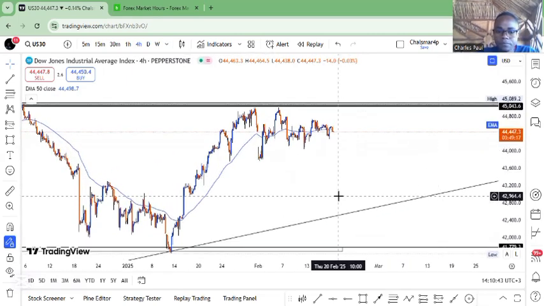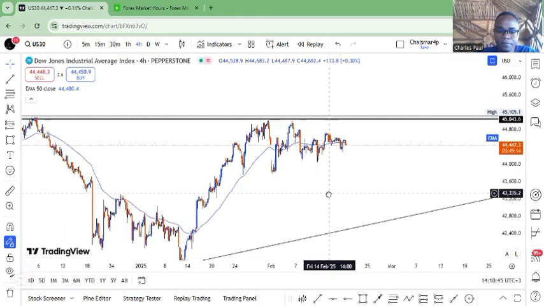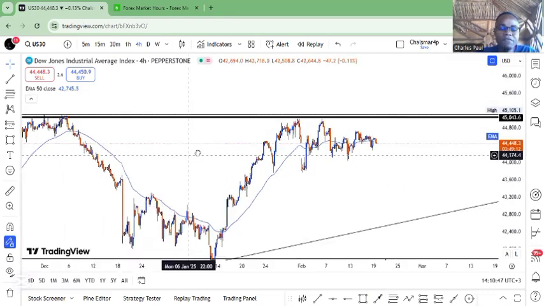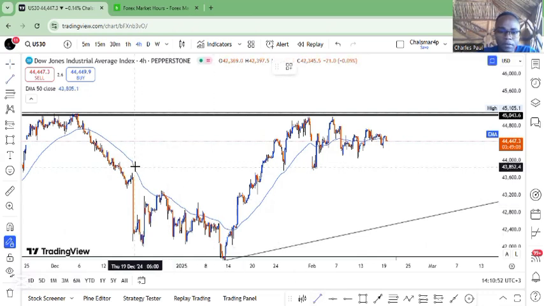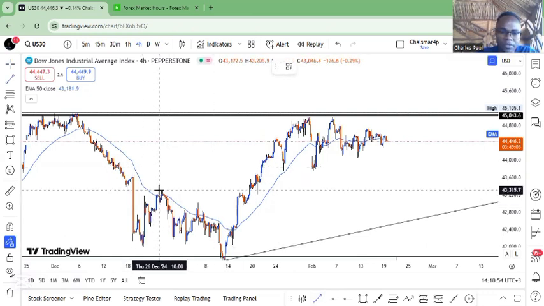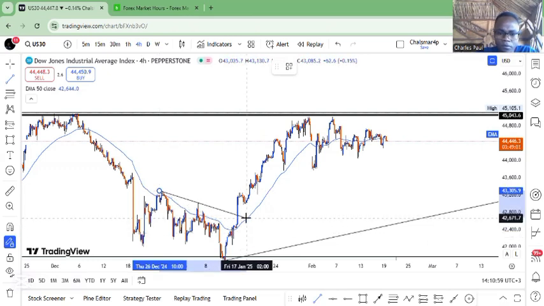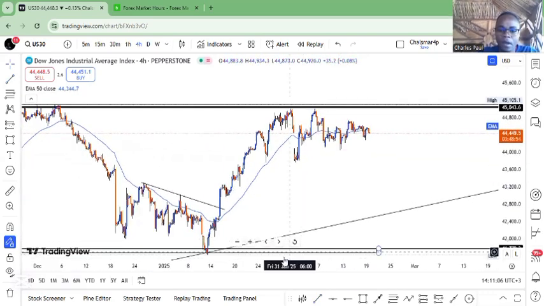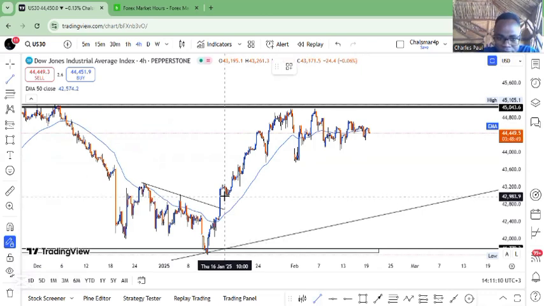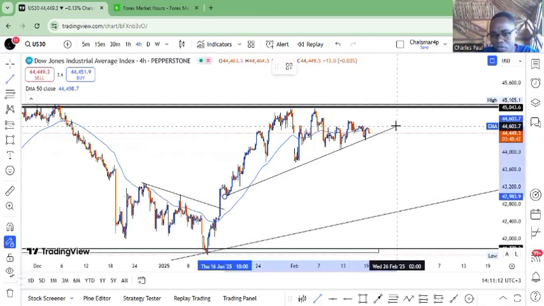So at this 4-hour time frame, we have this previous downtrend. This one was the previous downtrend, which the market previously broke, and then started the beginning of the new uptrend. So this is the new uptrend which was created after the market broke this downtrend.